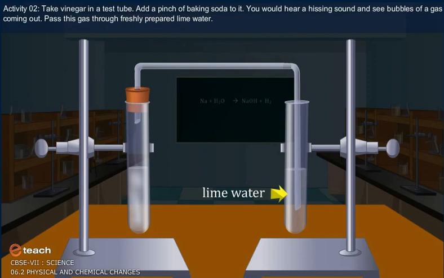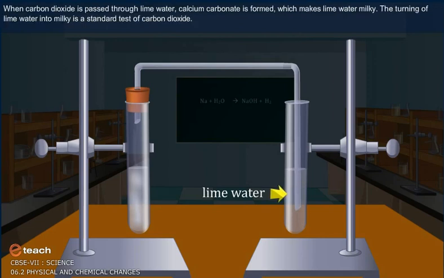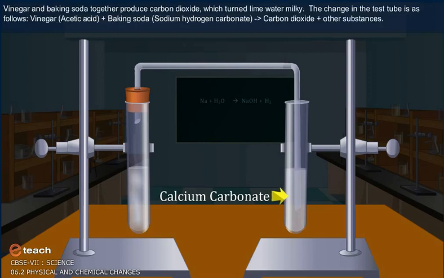Pass this gas through freshly prepared lime water. When carbon dioxide is passed through lime water, calcium carbonate is formed, which makes lime water milky. The turning of lime water milky is a standard test of carbon dioxide. Vinegar and baking soda together produce carbon dioxide, which turned the lime water milky.